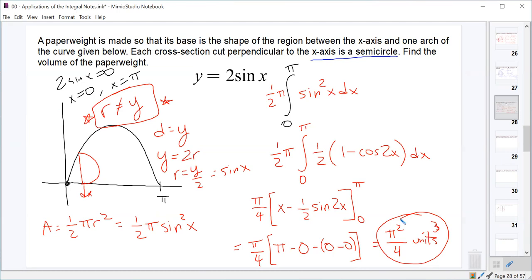So very helpful trig identity to know, the power reducing ones for sine squared and cosine squared especially.